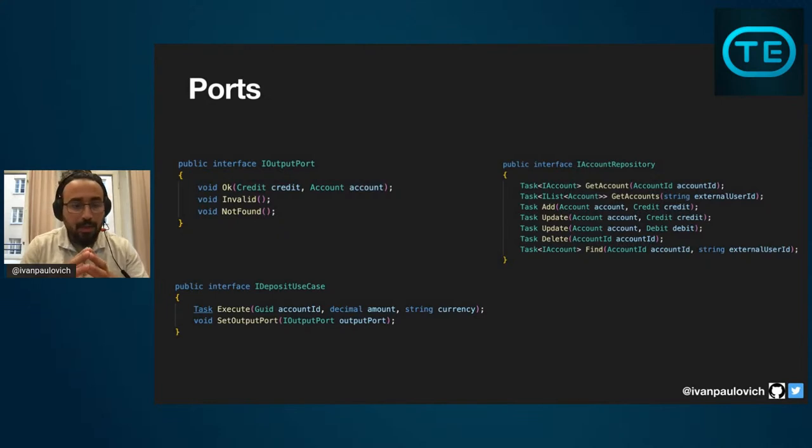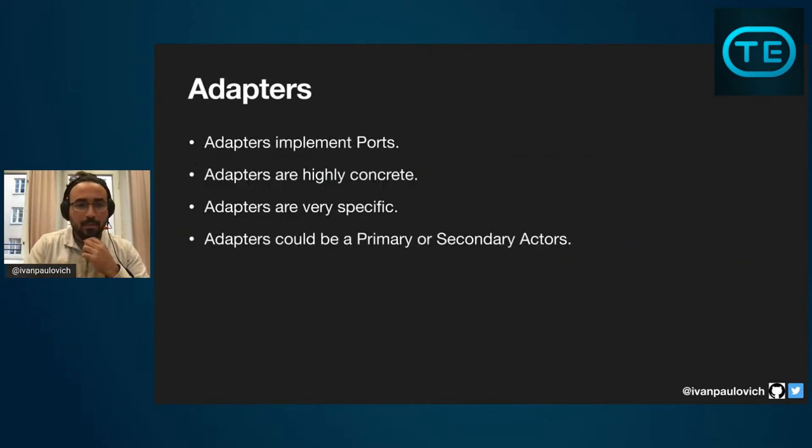These are examples here. With simple interfaces like IAccountRepository, the definition of it, we can see also other examples like output port, IDepositUseCase, and all of those are ports. On the other hand, the adapters implement those ports. They are highly concrete. They should be very specific. Let's say you have an adapter for your database. There should not be new abstractions there, but in reality, the concrete implementation for the database.